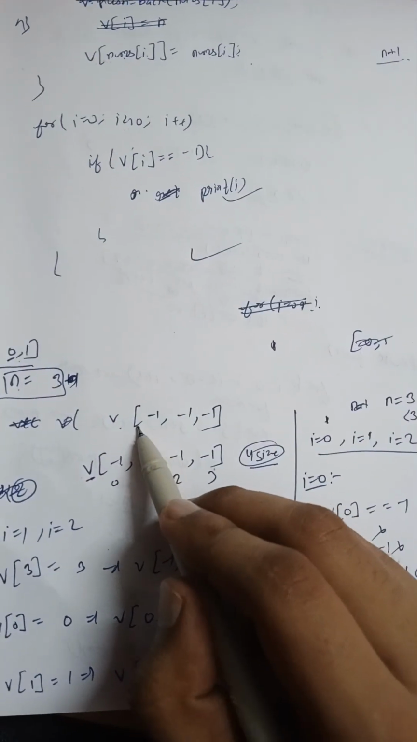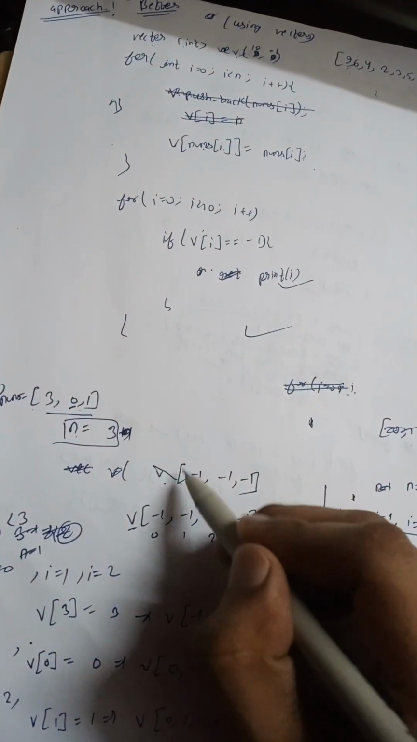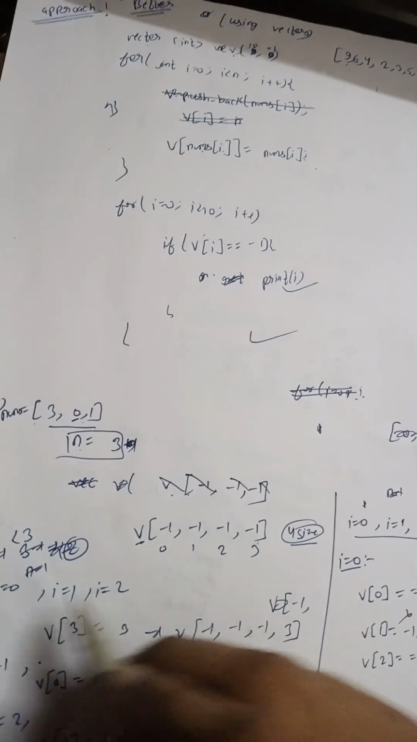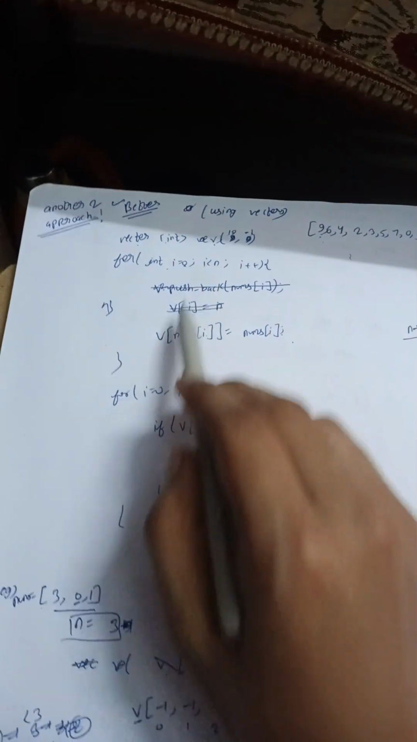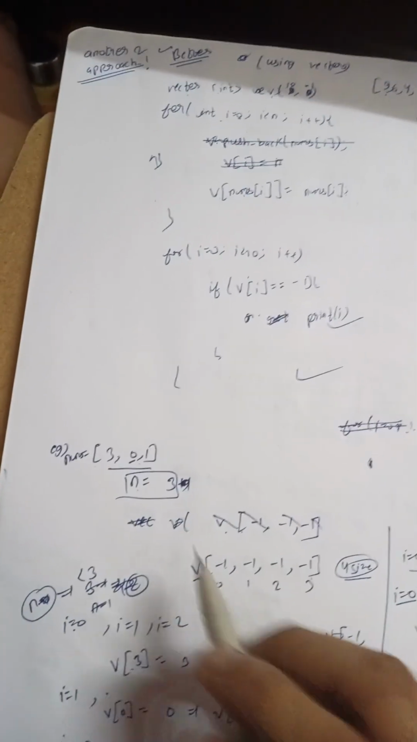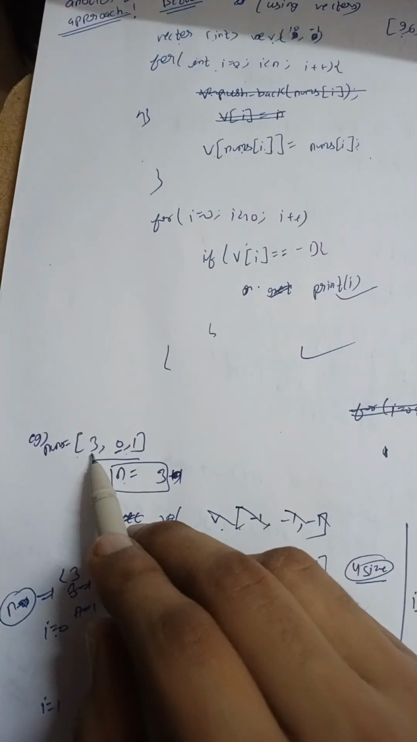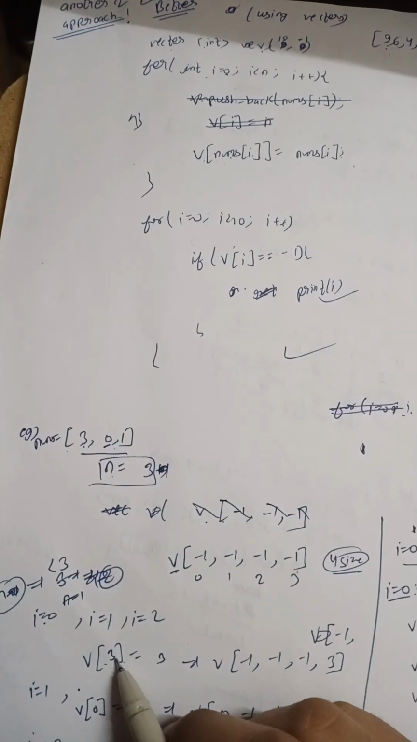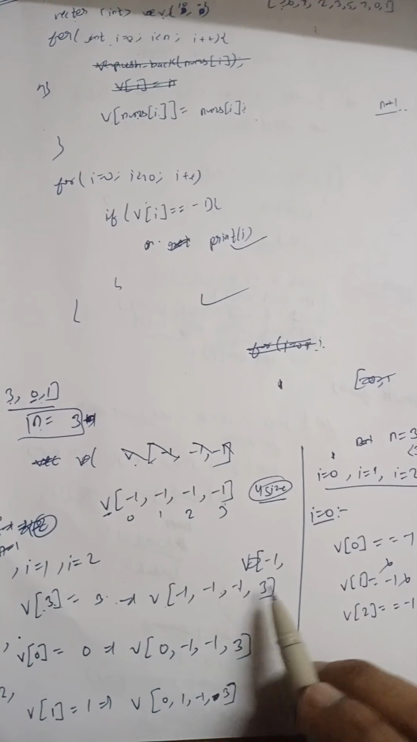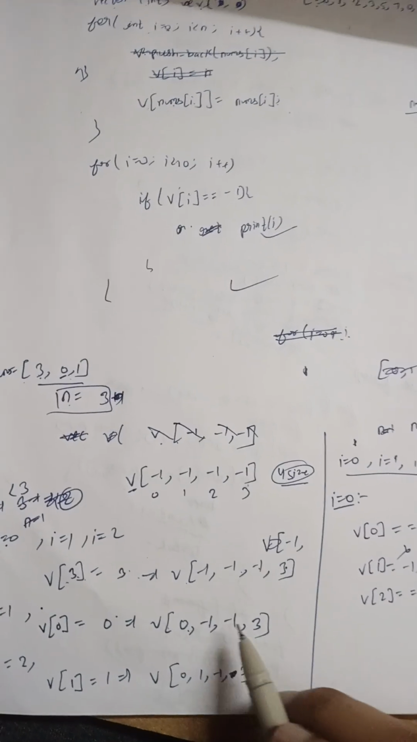This is our previous vector, we don't have to create this one. This is our new vector of size 4. Let's take i equal to 0, v of nums of i. Nums of i, for i equal to 0, is 3. So v of 3 is equal to 3. So the new array v is minus 1, minus 1, minus 1, 3. Then for i equal to 1, nums of i is 0, so v of 0 is 0, and v becomes 0, minus 1, minus 1, 3.